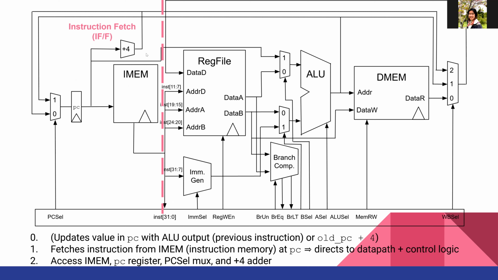So the +4 here is happening at the same time that we're accessing IMEM. And what it's basically doing is saying, okay, we're going to execute some instruction at position M. And so the next instruction in theory that we're supposed to execute after that is going to be M+4, because +4 bytes. Okay, I'm going to just go into the next slide.